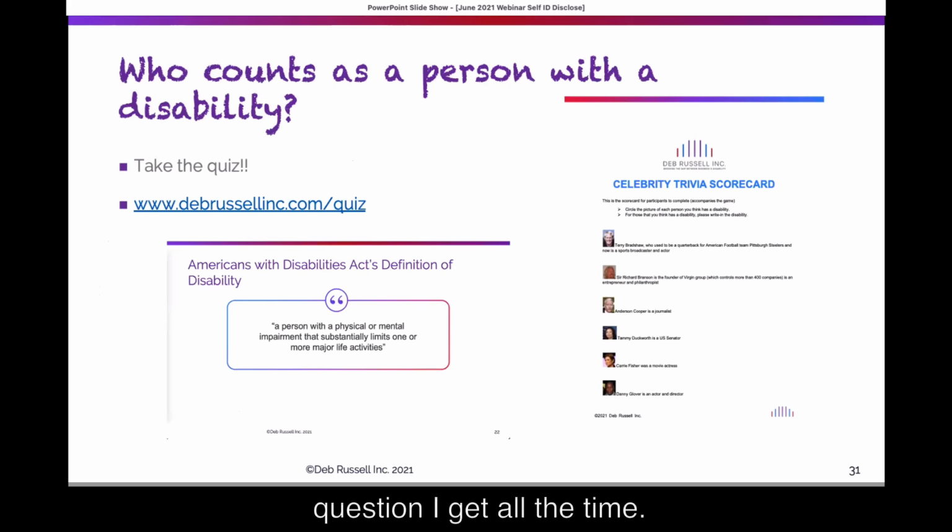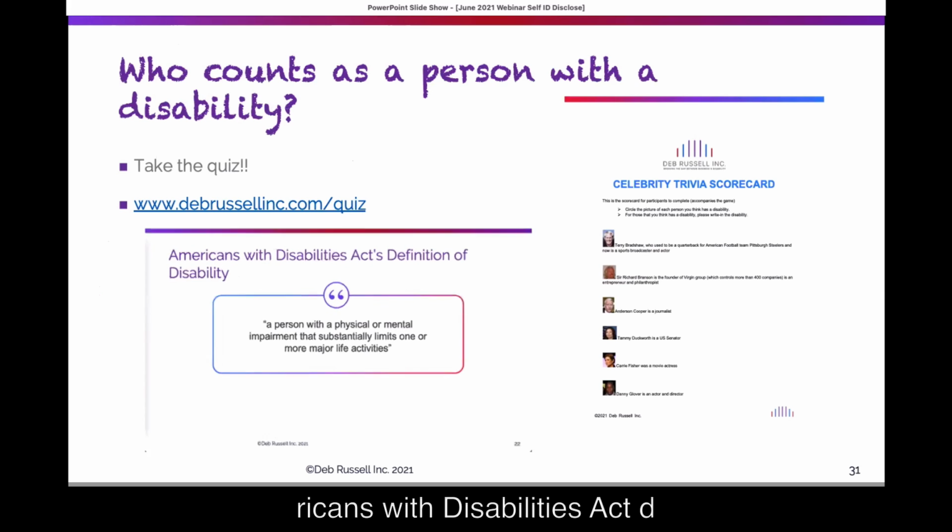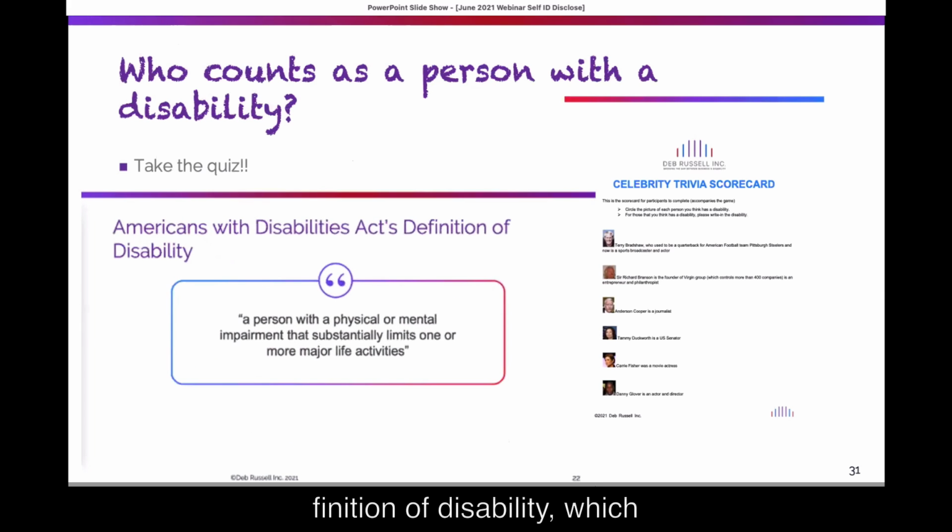So a question I get all the time, and you all know this because you've listened to me before, who counts as a person with a disability? I now refer people to the quiz that I have on my website. Just go to the quiz. It'll answer the question for you better than I can. But we can also fall back onto the Americans with Disabilities Act definition of disability, which is a person with a physical or mental impairment that substantially limits one or more major life activities.